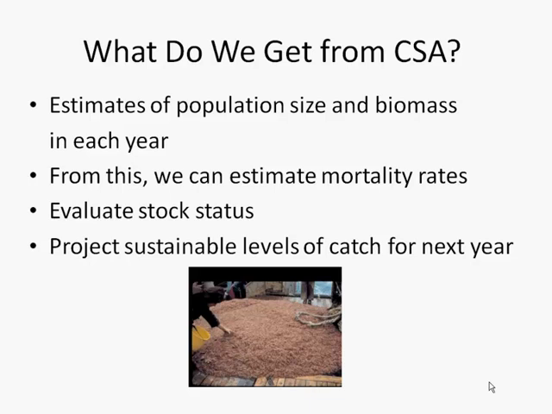All right, so what do we get from the CSA? Like I said, we wanted to get estimates of population size and biomass in each year. And then from that, the mortality rates are estimated by CSA. And that allows evaluation of stock status and can project the levels of catch for the next year, given an estimate of what the size of the shrimp are going to be in the coming winter.